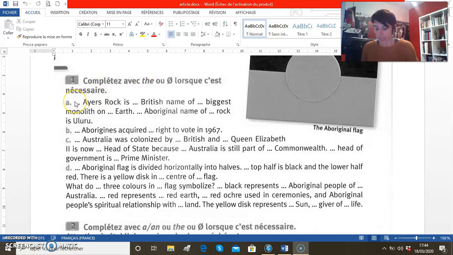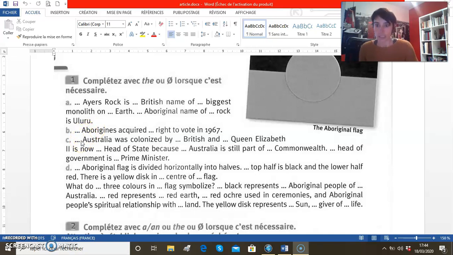So if we start the exercise, so A. Ayers Rock is the British name of the biggest monolith on Earth. So here Earth refers to the general environment that we are living in and not just the planet. The Aboriginal name of the rock is Uluru. Then you've got B. The Aborigines acquired the right to vote. Here we are talking about the Aborigines in Australia, so specified.